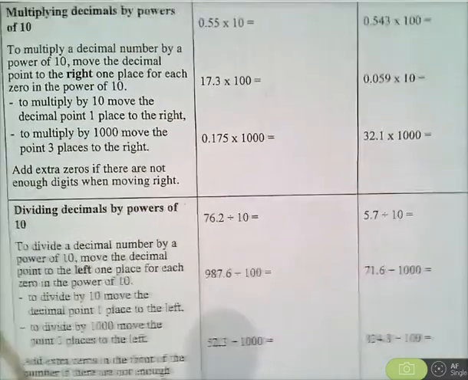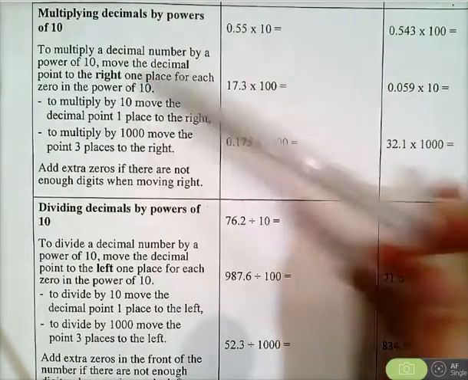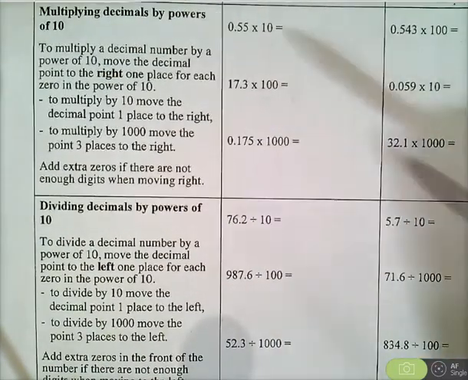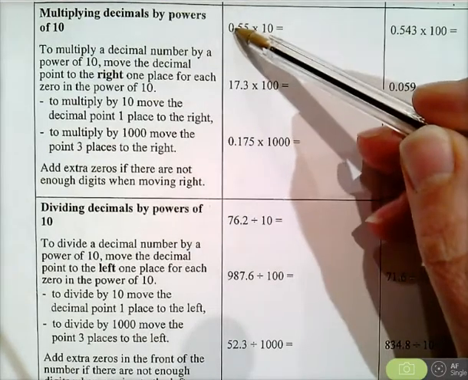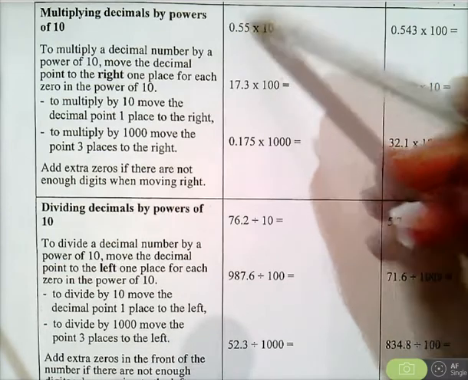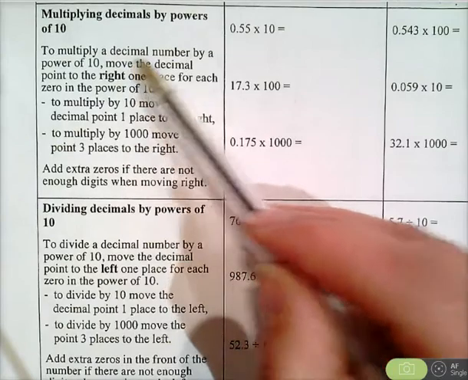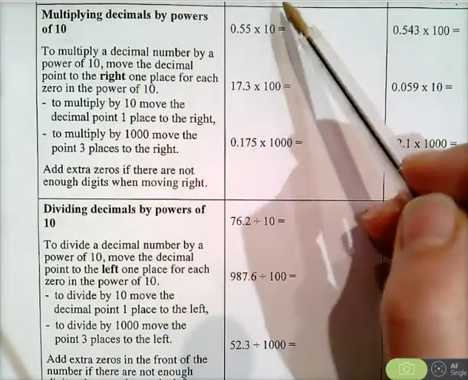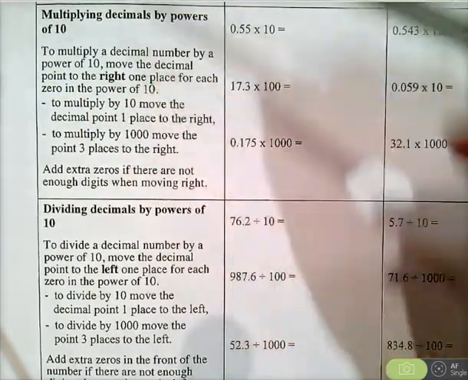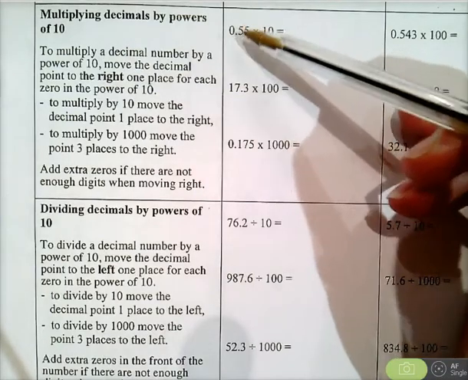Our first question, multiplying decimals by powers of 10. Here are the rules. To multiply a decimal number by a power of 10, now when you multiply something by 10, you're making it 10 times bigger. So if you move the decimal place 1 place to the right, then each of the place values is actually getting 10 times bigger. So what you do when you're multiplying a decimal number by 10, you move the decimal point 1 place to the right, which makes the number bigger for each 0 in the power of 10. So if you're multiplying by 10, you move the decimal point 1 place to the right.